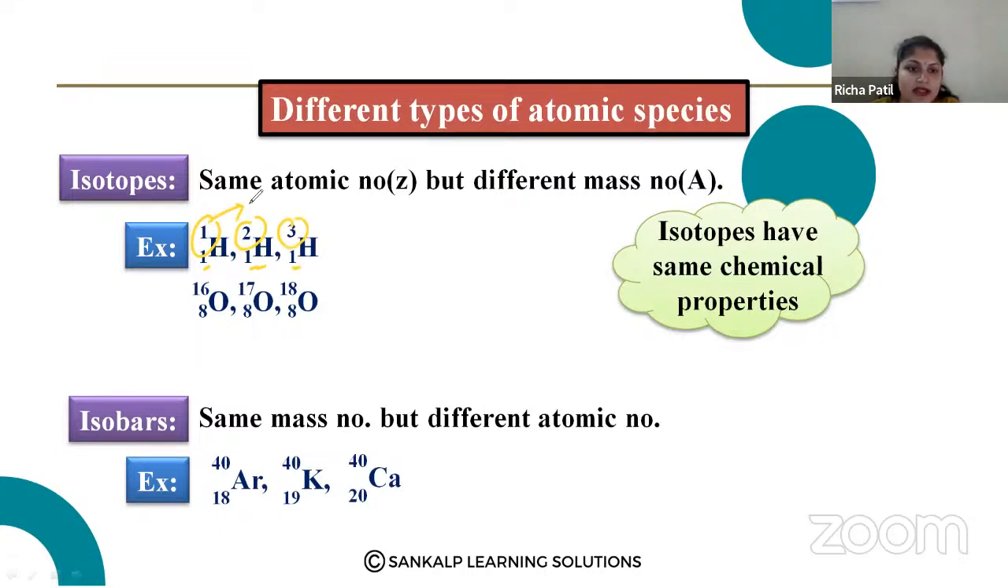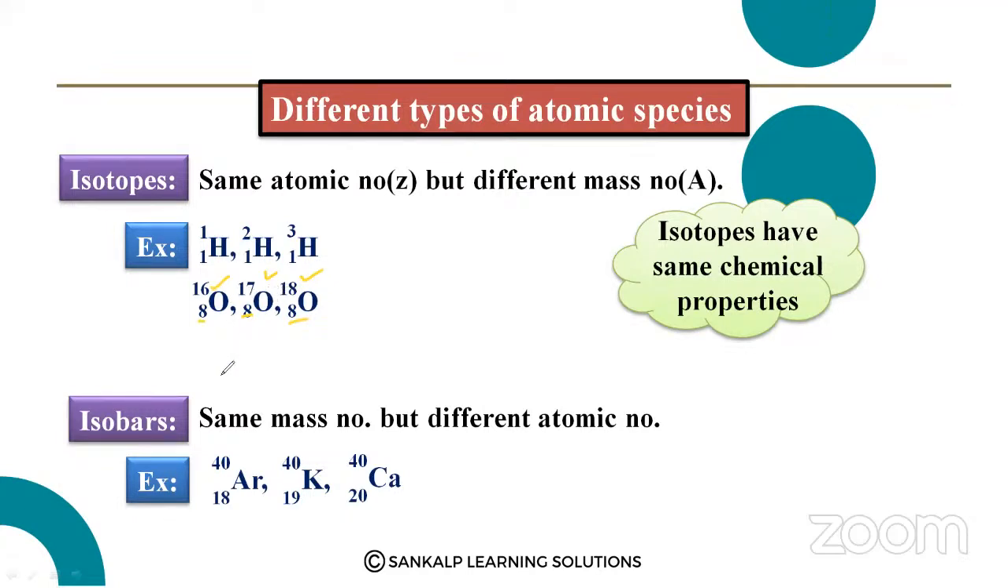This is protium, this is deuterium and this is tritium. Which is the radioactive isotope of hydrogen? It is tritium. Remember this, tritium is the radioactive isotope of hydrogen. Now the second example: these are the isotopes of oxygen. They have the same atomic number, which is 8, and the mass numbers vary. So these are the 3 isotopes of oxygen.